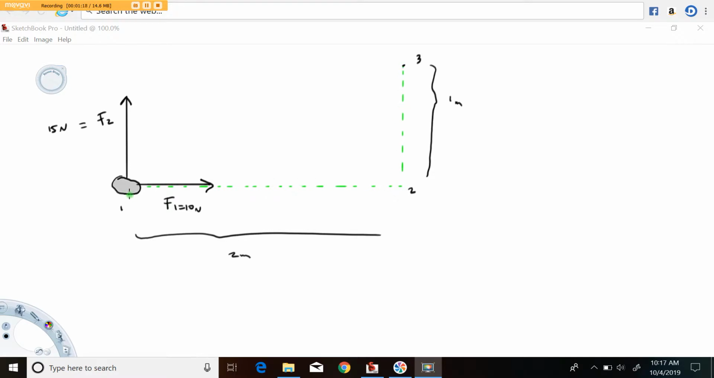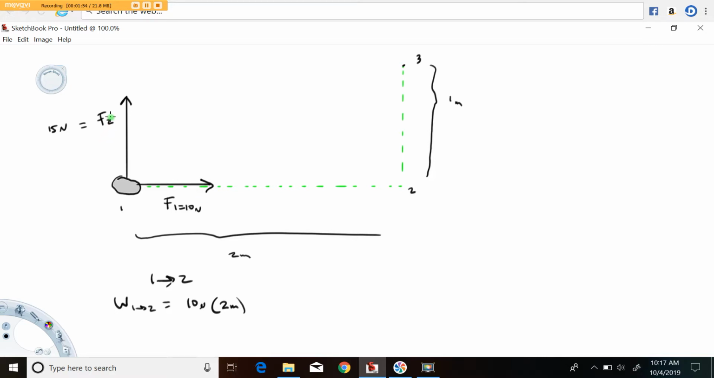So first of all, let's talk about path 1 to 2. Remember, work is force times distance, and also remember that only forces in the direction of motion do work. As this object moves along this path, this force is doing positive work because the force is in the direction of motion. The work from 1 to 2 is going to be 10 newtons times this distance, 2 meters. And that work is positive because the force is in the direction of motion.